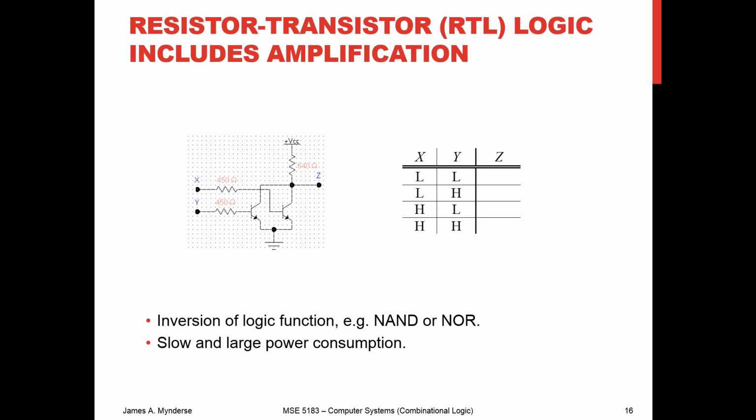So if these are both low, then neither one of the transistors is triggered, and we get a high. If either one of them is triggered, then current flows, and we get a low. And if both of them are triggered, then we get a low. And so you can see that this is actually a NOR gate. So this is the inversion of our typical logic, and you can see that this is relatively easy, which sort of shows you why NANDs and NORs are popular.